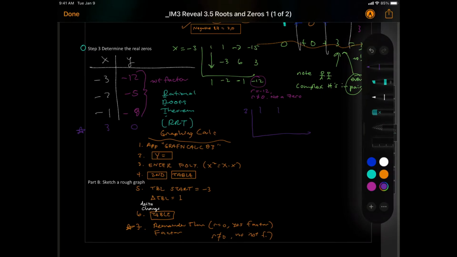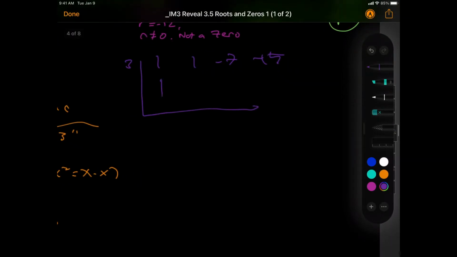1, 1, -7, and -15. That's a 15. 1 times 3, 3. Add down, multiply, add, multiply, and you get 0. So that means that we already knew that this was a factor. And why is that important? Because I don't want to sit here and guess and check. I just need to know that that one works.